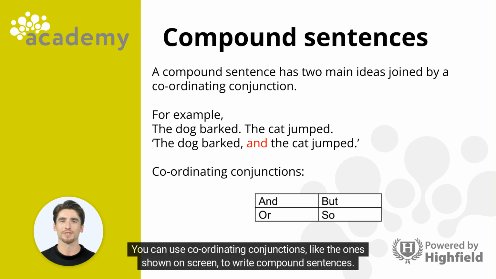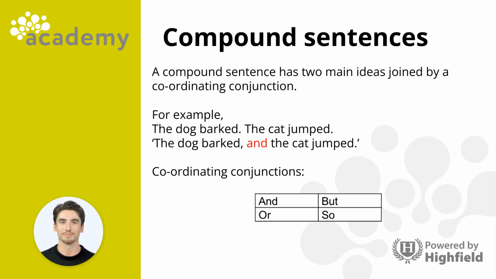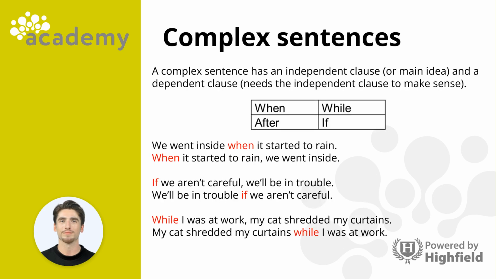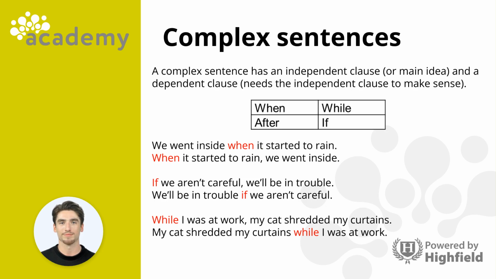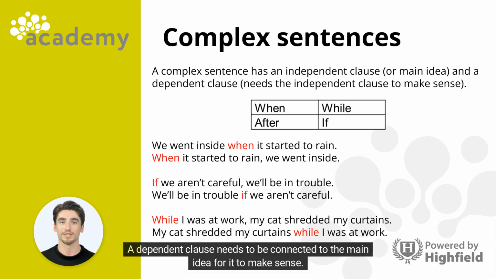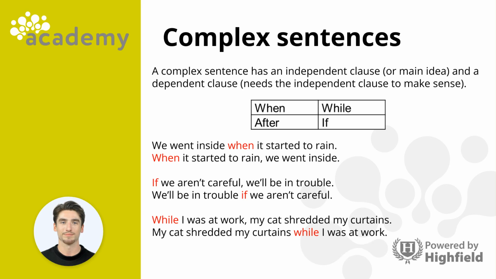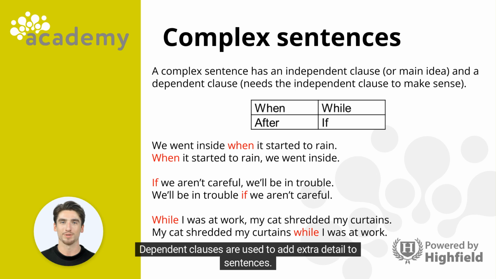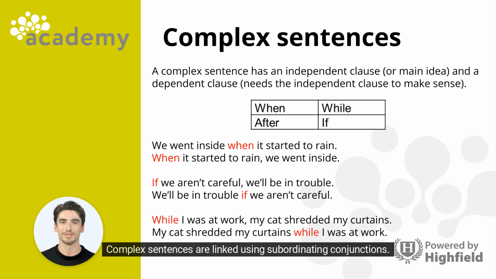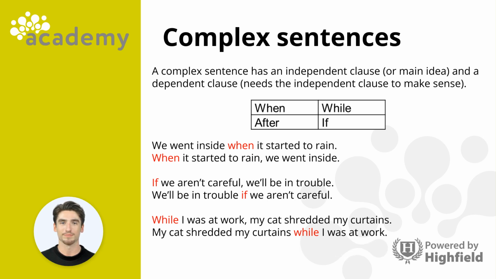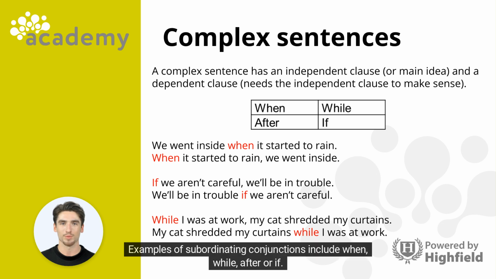You can use coordinating conjunctions, like the ones shown on screen, to write compound sentences. A complex sentence is built using an independent clause, or main idea, and a dependent clause. A dependent clause needs to be connected to the main idea for it to make sense. Dependent clauses are used to add extra detail to sentences. Complex sentences are linked using subordinating conjunctions. Examples of subordinating conjunctions include when, while, after, or if.